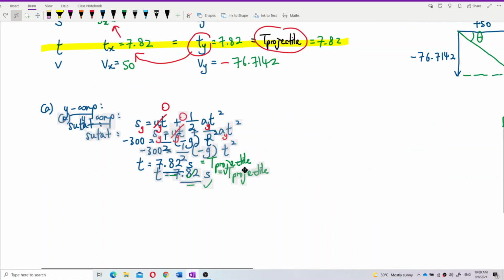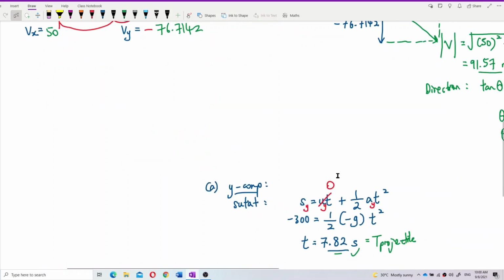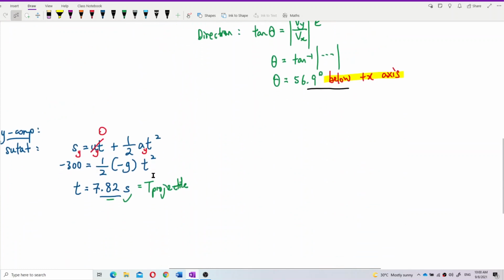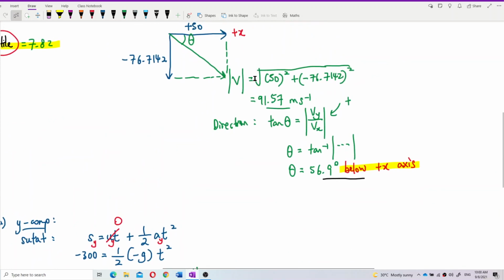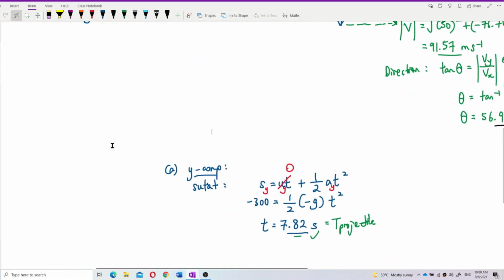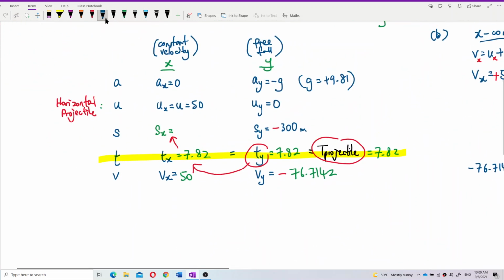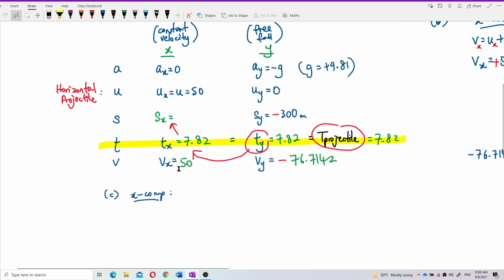Sorry, just drag it over here. We always do by component, x component, y component. Only when finding the resultant we combine them, using Pythagoras theorem. So for question C, we do x component only. We don't even look at the y component this time.